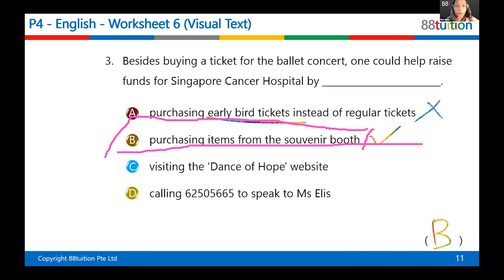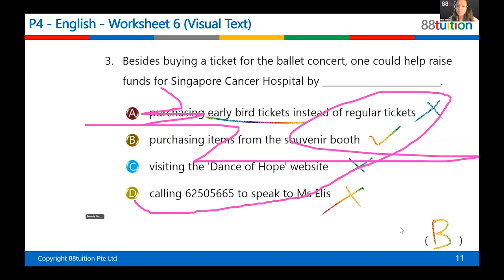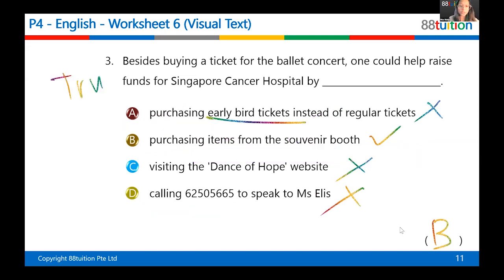Visiting the Dance of Hope website, if you visit there and you donate, then sure, but just visiting the site doesn't help in any way. So this is also not true. And calling this number, unless you're saying I want to donate, then yes, but just calling the number doesn't do anything. So it's not true. So the answer is B. Very good. So always remember, for visual text, they're always asking you for true or false, okay?